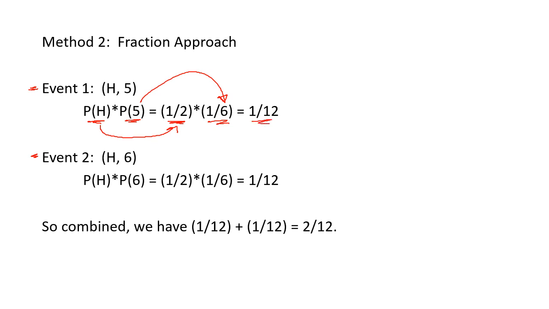For event 2, I want heads with a 6. So the probability of heads again is 1/2, and the probability of a 6 is again 1/6. So I get a probability here of 1/12. Now, this should line up with what we just saw in the previous solution. We know that this was one of the 12 sections, and this was one of the 12 sections. So everything should make sense, hopefully, so far. If we combine these together, I've got 1/12 and 1/12, and that should give me 2/12, which is the same thing we got in the previous solution.